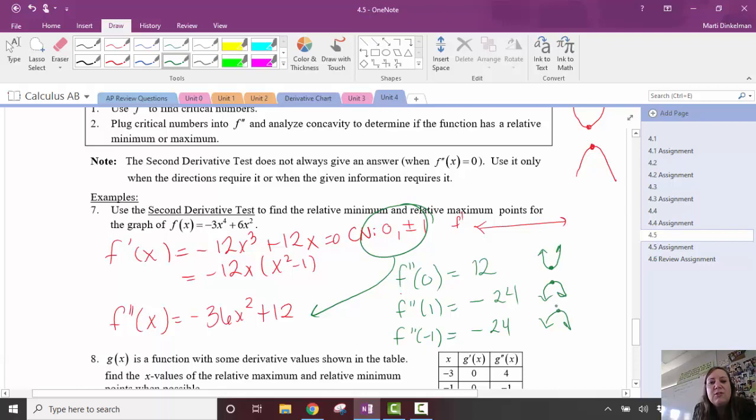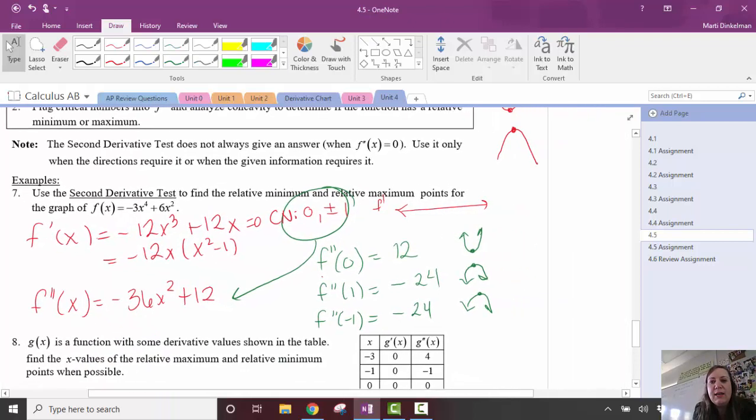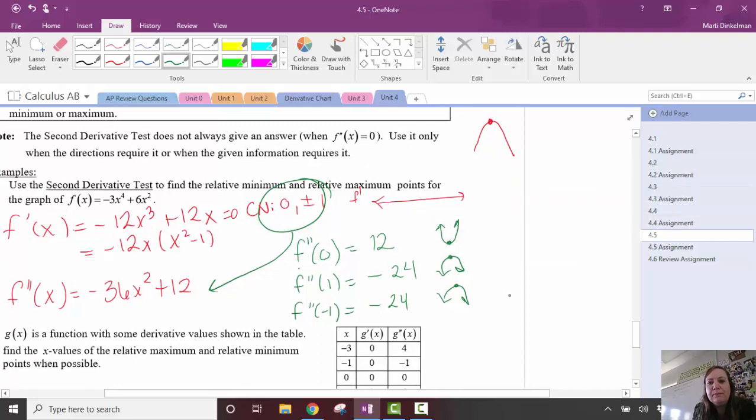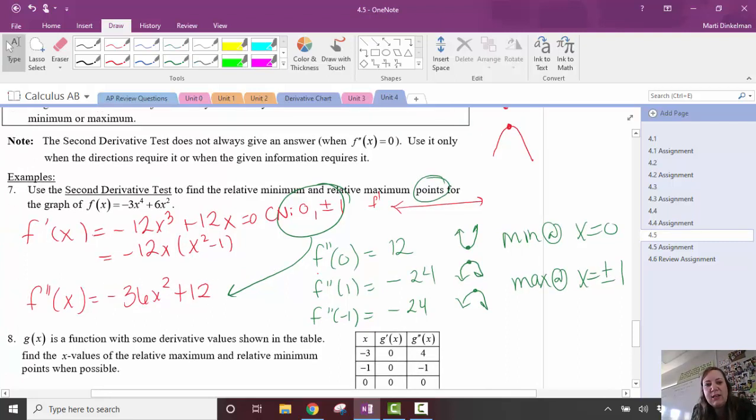So now what we know is that there's a minimum at x equals 0, and there are local maxima at x equals positive and negative 1. We could go back and find the points by plugging those into the original, but that's how we're going to use that second derivative test.